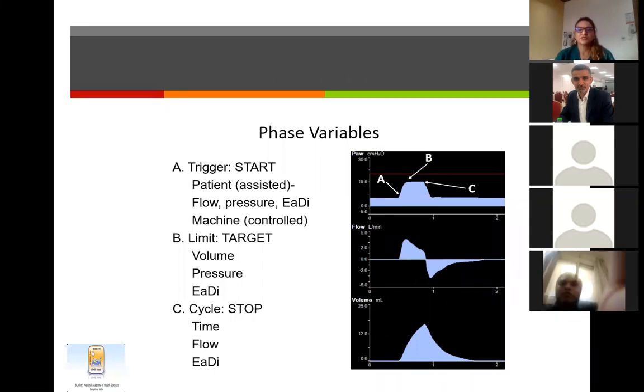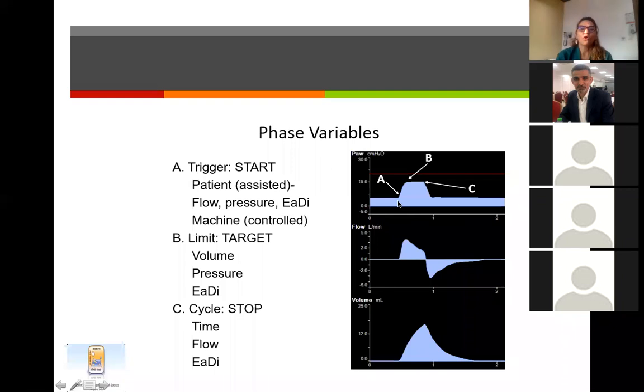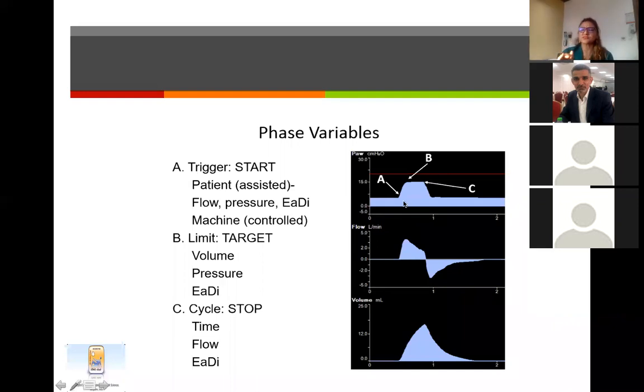Now, in each breath there will be a trigger, there will be a limit, and there will be cycling. So how do we see that? The starting point would be a trigger point, and if it is a patient-assisted ventilation, there would be some trigger, but if this is a controlled ventilation, it will start off on its own. So this could be by the flow, or it could be pressure, or if you're using NAVA, it could be EDI. And then you have to limit yourself so that you won't go beyond that, otherwise you will have catastrophe. So that limit depends on which ventilator limit you are using.